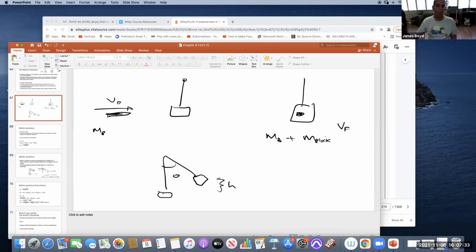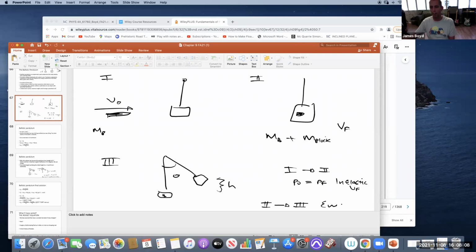So basically the ballistic pendulum has 3 steps. It has the initial, which I'll call 1. It has right after collision, which I'll call 2. And then it has max height, which is 3. Now, between 1 and 2, we use P initial equals P final in an inelastic collision to get V final. And then between 2 and 3, we use energy to get H. And then we're going to work backwards. So let's talk about this.